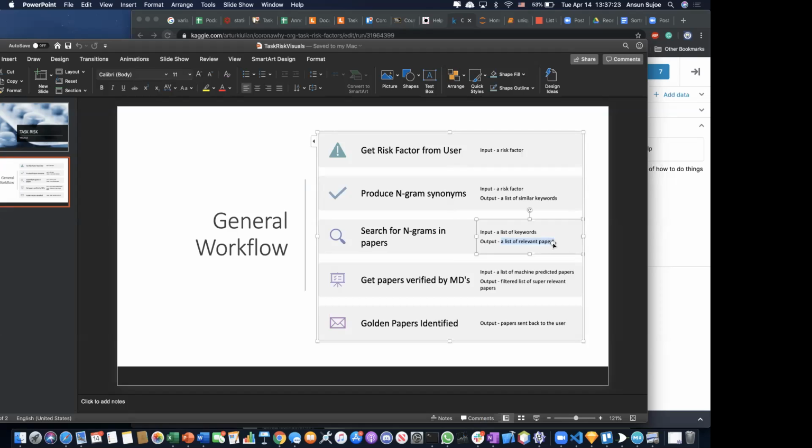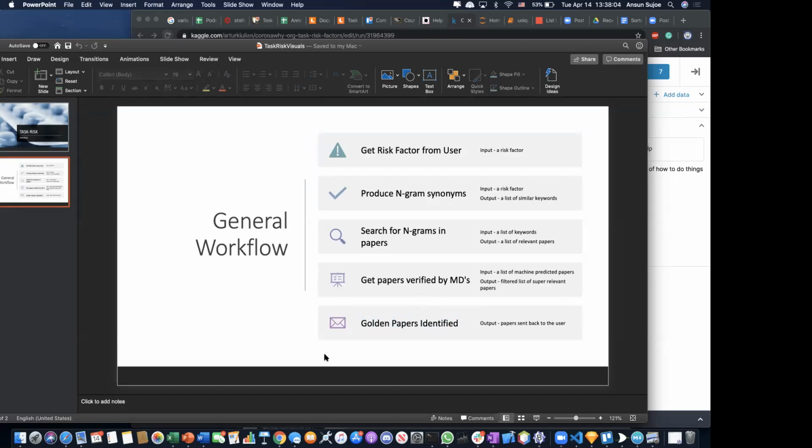Once we get that list of relevant papers, one of the most important things that has not been automated right now is getting verification of papers. That is where we are currently employing annotators, but we hope to automate this process by getting generic suggestions from MDs and incorporating them into algorithms. Then we have a few golden papers that are identified.